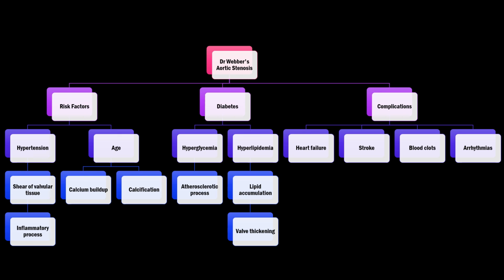This is Dr. Weber's critical event flow chart. The risk factors that Dr. Weber has, such as age, hypertension, and diabetes, all could have contributed to his aortic stenosis. Also, there are some complications that can result from aortic stenosis, such as heart failure, which we talked about earlier, but also stroke, blood clots, and arrhythmias.